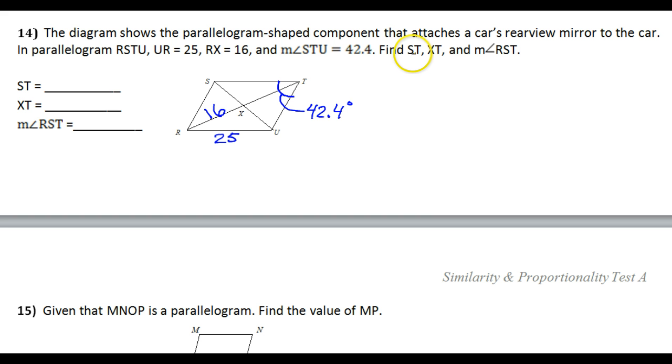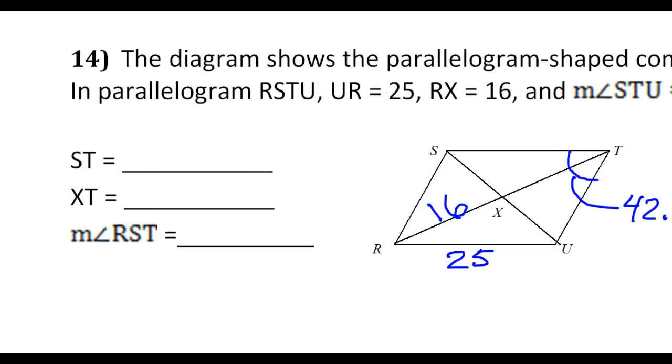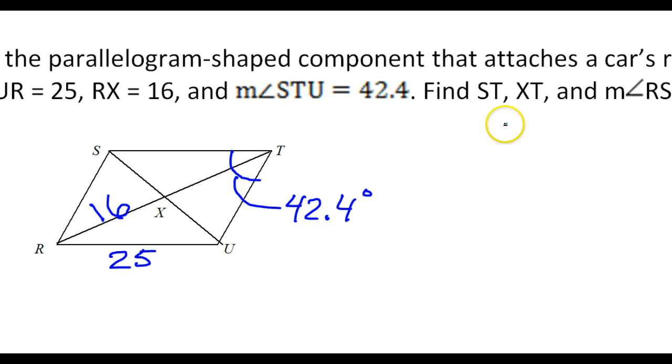For example, ST. Let me zoom in. So we're supposed to find ST, but we know that opposite sides are congruent, so ST is going to be 25. What's next? We're supposed to find XT, but we know that the diagonals bisect each other, so this being a midpoint, RX is 16, so XT will also equal 16.